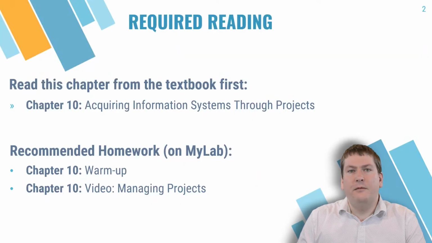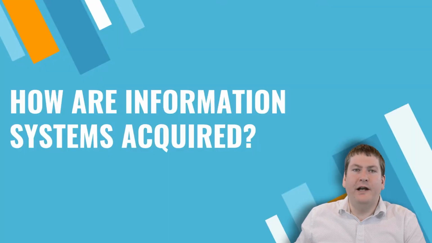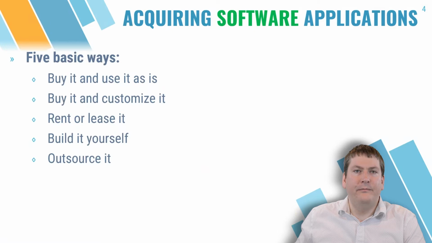But first, there's some required readings. Before viewing this lecture, you should read Chapter 10, Acquiring Information Systems Through Projects, in your textbook. There's also some recommended homework problems on MyLab MIS that you should attempt before reading the chapter and watching the video. They are a great way to study for the final exam as well, so I do highly recommend them. With that out of the way, let's now move on to how information systems are acquired.